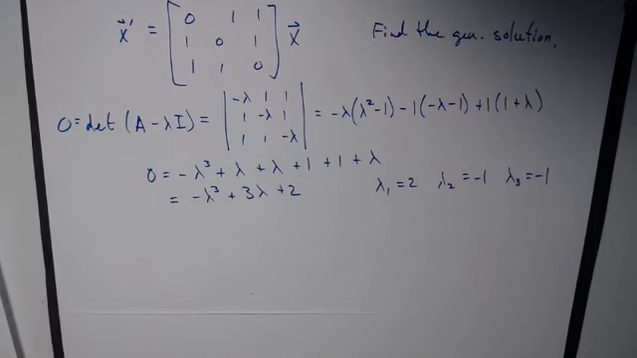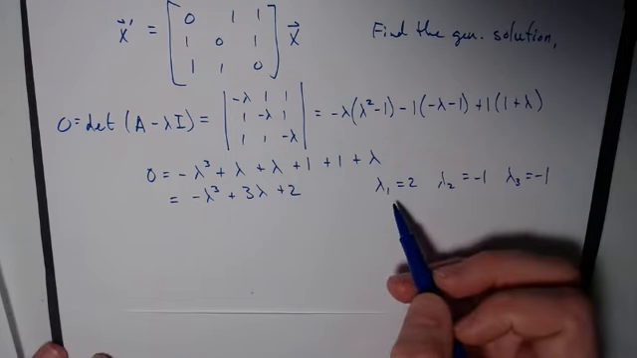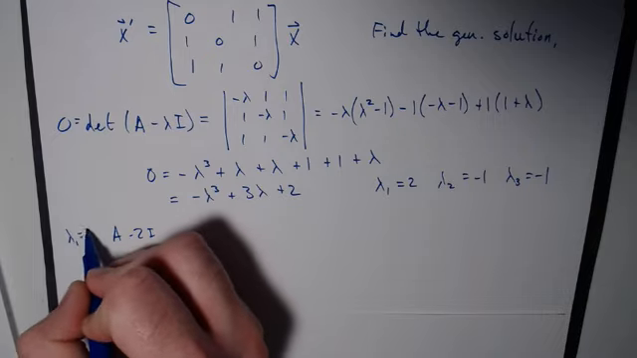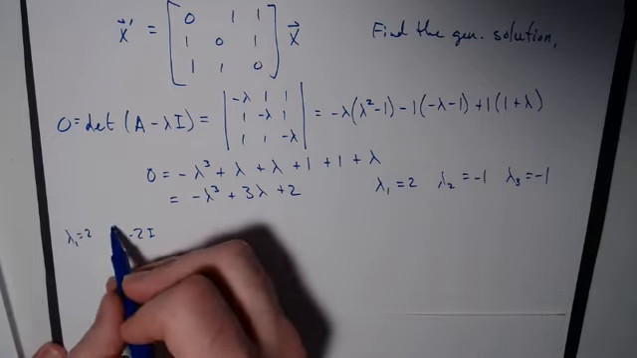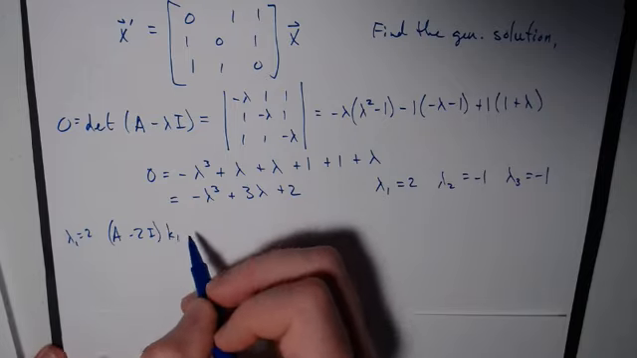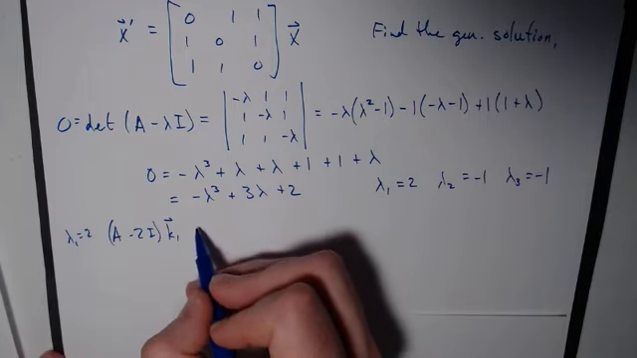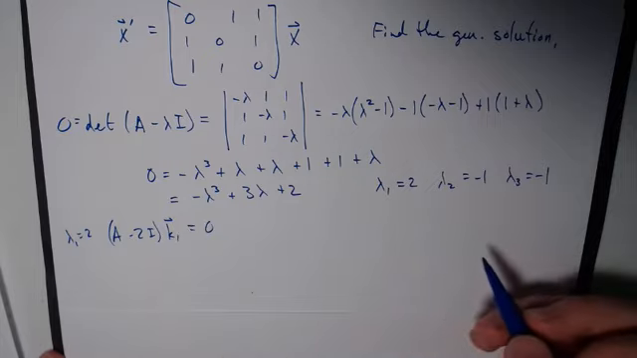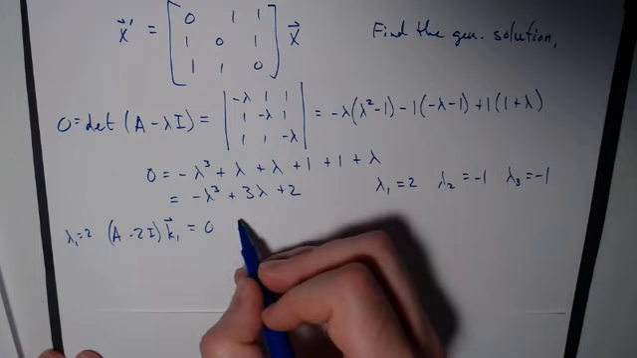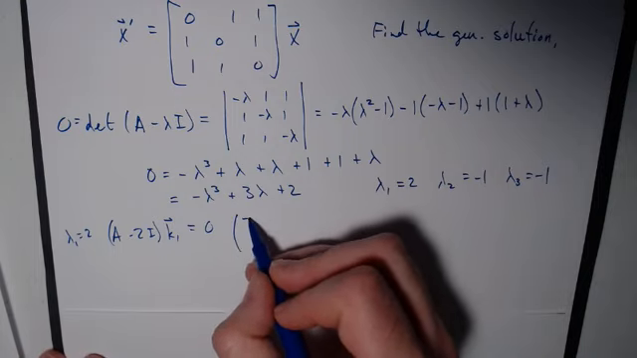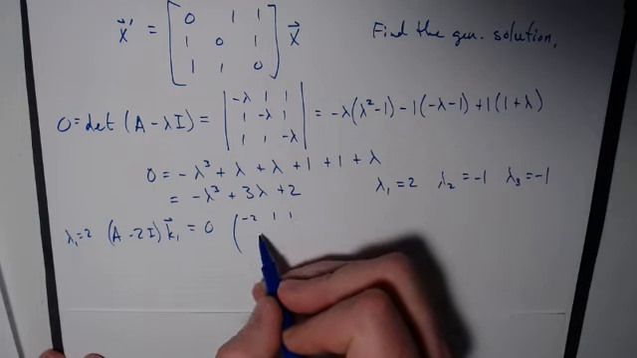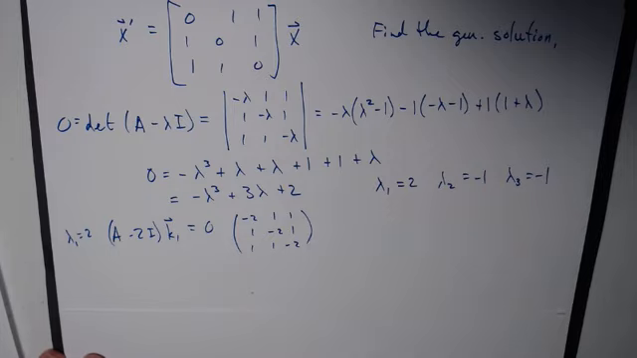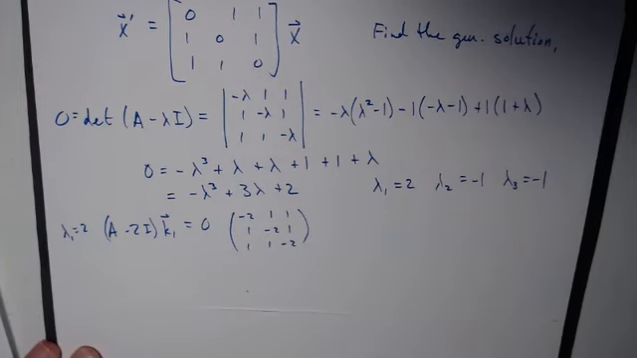Now in that case, we're going to do the same normal thing. We're going to take A minus 2I, so we've let lambda 1 equal 2, and we're going to take A minus 2I times k1. I'm going to use subscripts here, k1, and set it equal to 0. So we take our matrix, which is -2, 1, 1, 1, -2, 1, 1, 1, -2. And then we row reduce this.